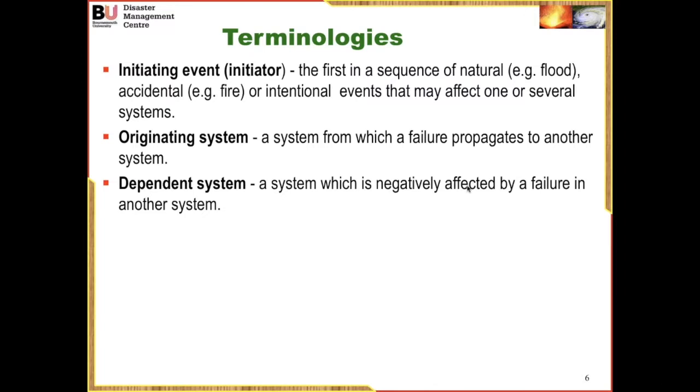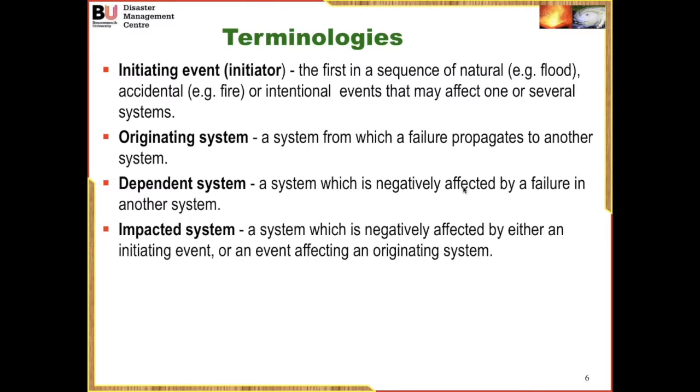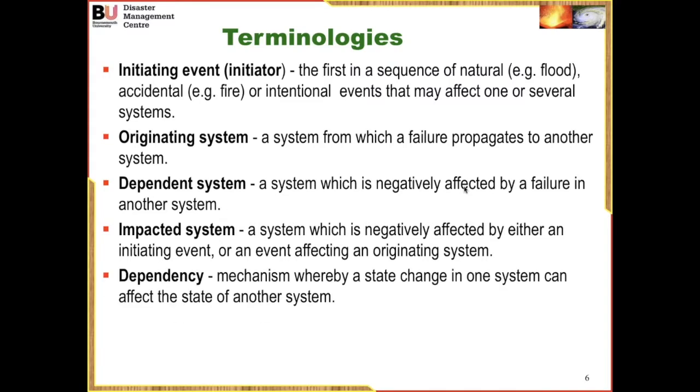You also have a dependent system, a system which is negatively affected by a failure in another system. And of course, you will see when we discuss later that the human system is easily affected. For instance, you may have a power outage, or the power system is impacted, and then it's going to affect a dependent system, which may be a railway function somewhere, if you consider that to be a system. And we've just talked about the impacted system, which is a system which is negatively affected by either an initiating event or an event affecting an originating system.